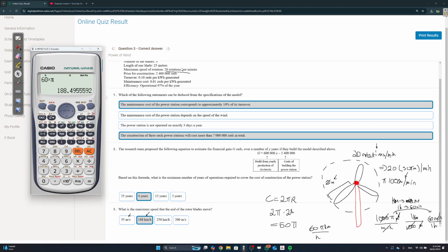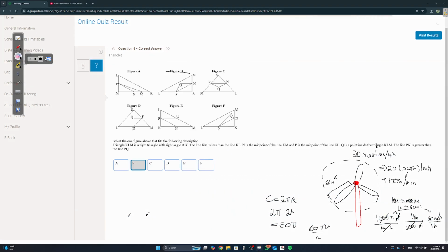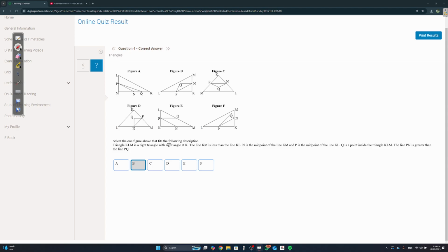So 188 is our kilometers per hour. Question 4. Select the figure above that fits the below description. In triangle KLM, it's a right one with the right angle at K. So immediately this is wrong because K here isn't right. And immediately this is wrong because K isn't right. And immediately this is wrong.